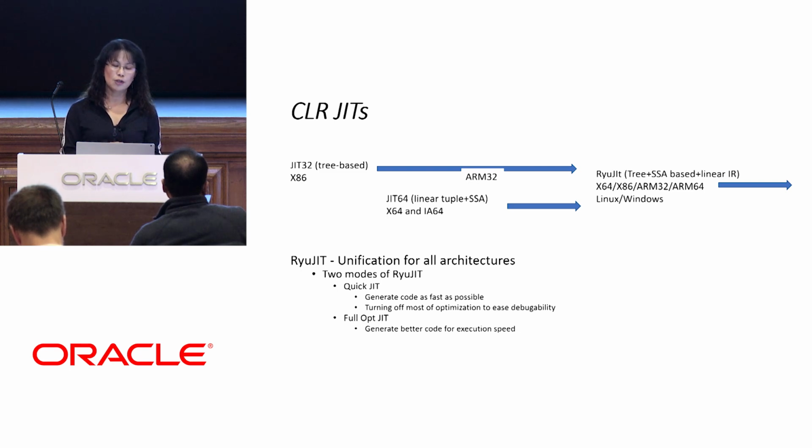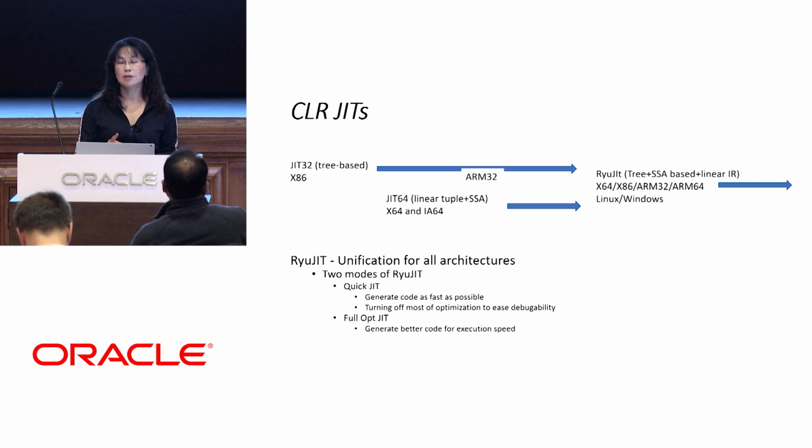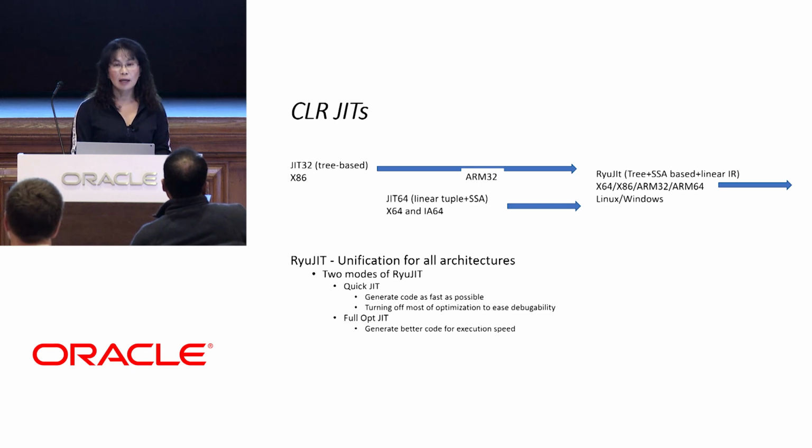This is our unification story. We hope that we have one code base to work on, so we don't have to do work twice in totally different code bases. And today, if you go to CoreRT, and go to that JIT directory, it is RyuJIT that you are seeing. RyuJIT is tree plus SSA based with a linear IR. And this is the only code generator that we have that knows how to generate for Linux and also ARM64. So that kind of puts it in there.